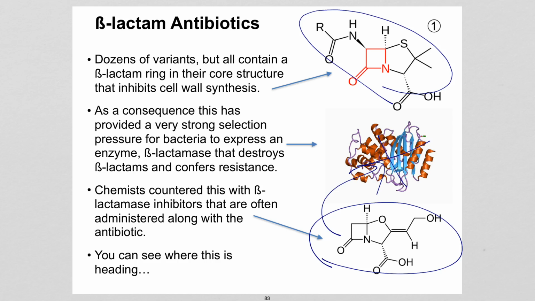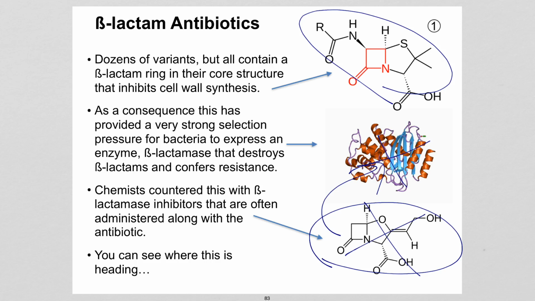The problem is some bacteria have evolved a second variant of the enzyme that can destroy the beta-lactamase inhibitor. I vote for it being called beta-lactamase inhibitorase, which you can see where this is going. Bacteria then will very likely develop another enzyme that will destroy that inhibitor, and then we'll have to make a new inhibitor, and it'll just keep going back and forth and back and forth.